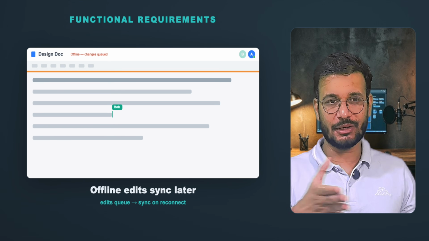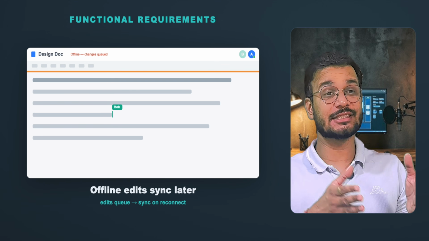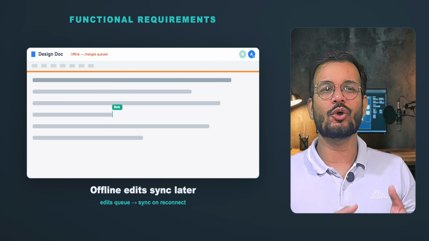Now, what are we not building today? The permission system, sharing model, commenting system, and mobile client. Those are important, but they do not change the core architecture of the real-time sync. Okay, so let's move to the non-functional requirements.